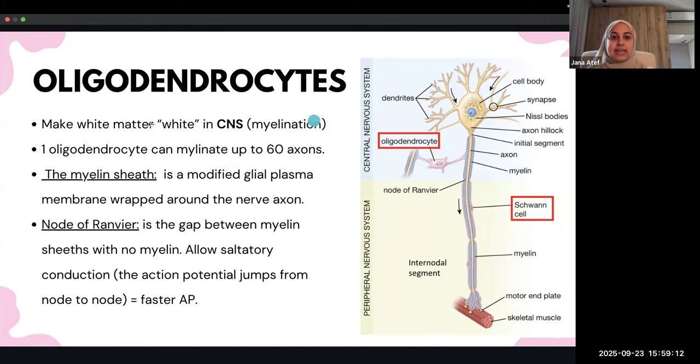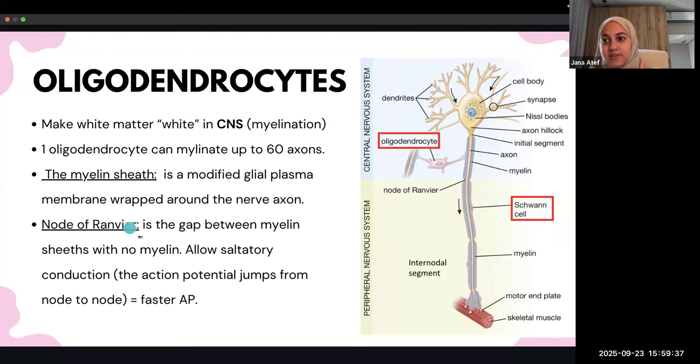The other point is that one oligodendrocyte can myelinate up to 60 axons. Just think of the name, it's a big name. Oligodendrocyte. It means this cell is huge in terms of its function, or how many cells it can attach to. So one oligodendrocyte has so many projections that they can wrap around more than 60 axons.